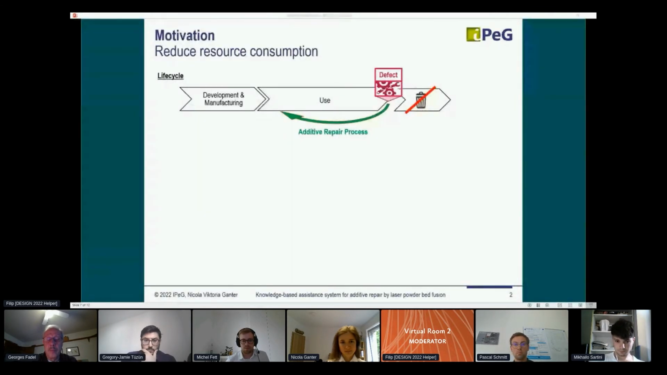Motivation. In the industrialized nations, we are faced with the challenge of having to reduce our resource consumption. One strategy is to extend the service life of damaged components. Metallic components can be repaired and upgraded by additive manufacturing processes, which is called additive repair. One of the additive repair processes is laser powder bed fusion.